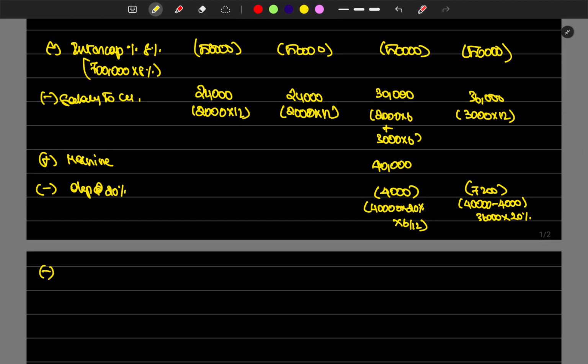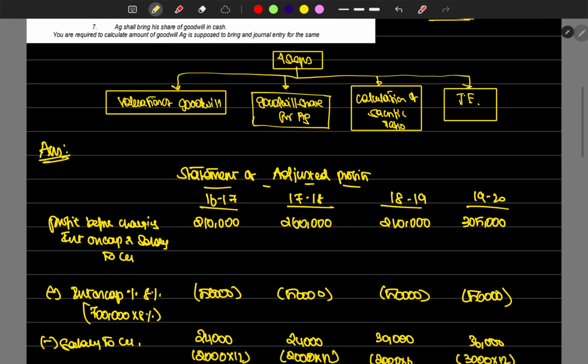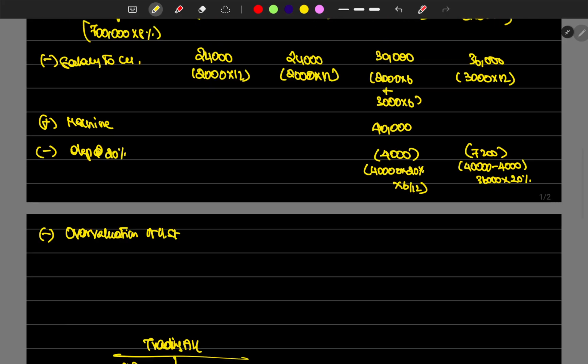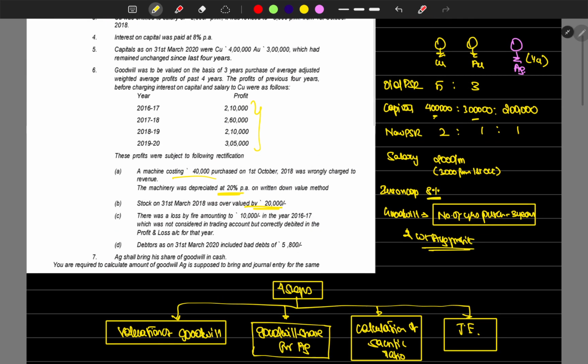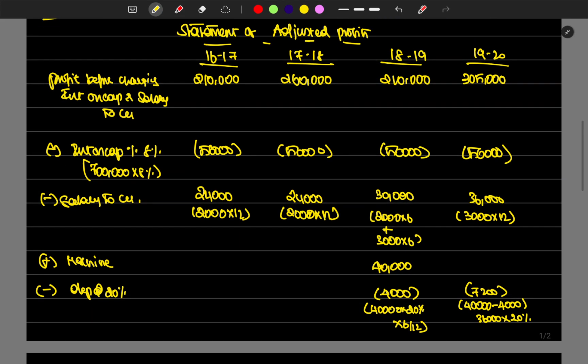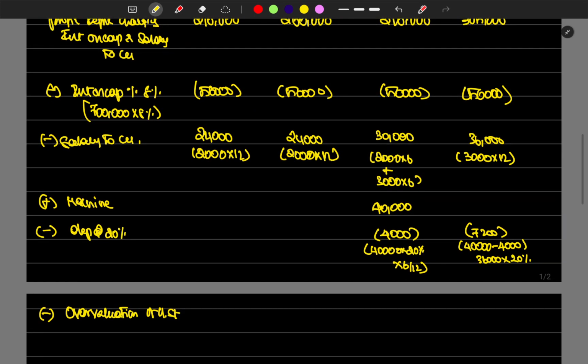So the scenario we faced here: closing stock has been increased by 20,000. So our profit also would have been increased by 20,000, right? So we have to reduce that. Overvaluation of closing stock during which year? March 31st, 2018. This year, 20,000 we have to reduce.